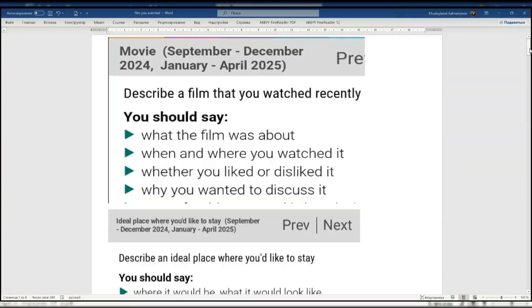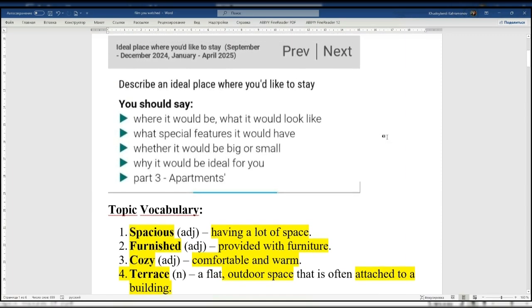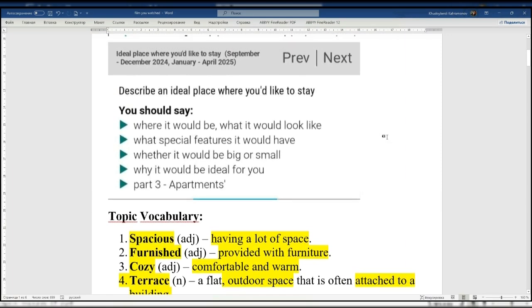All right, Danura wants to speak, and you're free to go, Danura.